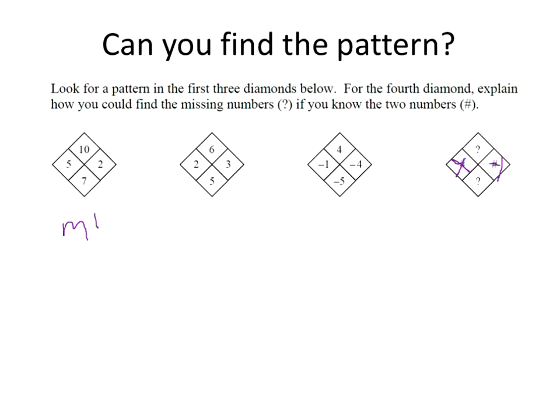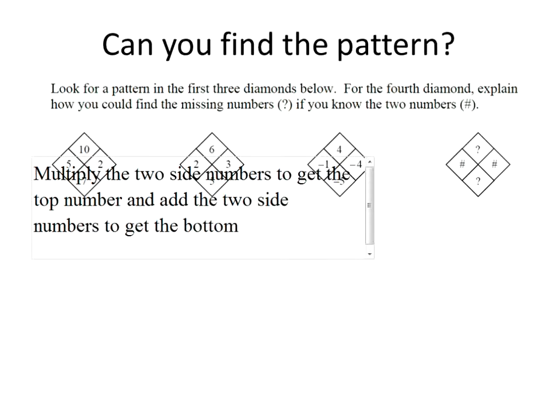Actually, I'm going to do it this way. I'm going to type it in because it's faster. We said multiply two side numbers to get the top number and add two side numbers to get the bottom number.